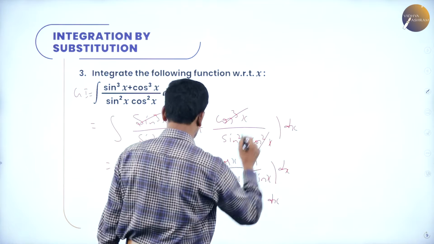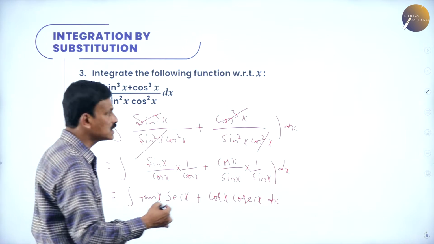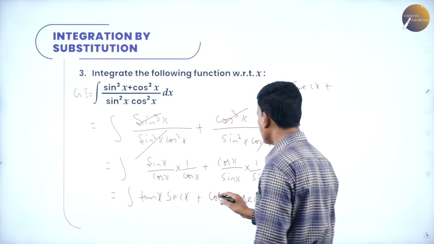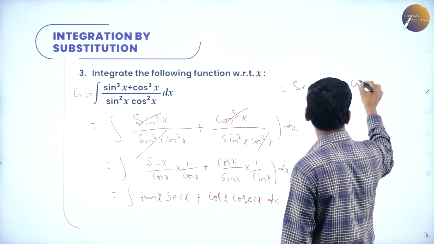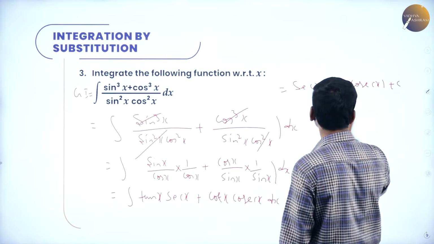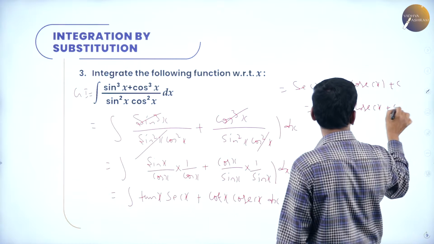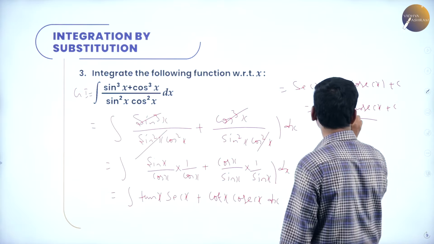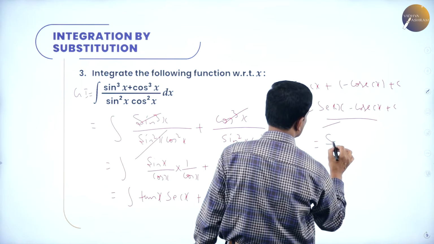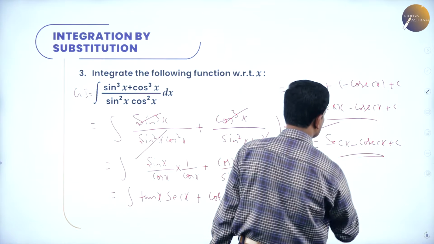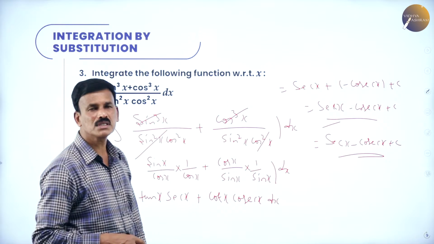Now, what is this equal to? So, this is the integral of tan x secant x, which is secant x, plus the integration of cot x cosecant x, which is minus cosecant x plus c. So, this is equal to secant x minus cosecant x plus c, the integrated answer. The answer for this is secant x minus cosecant x.